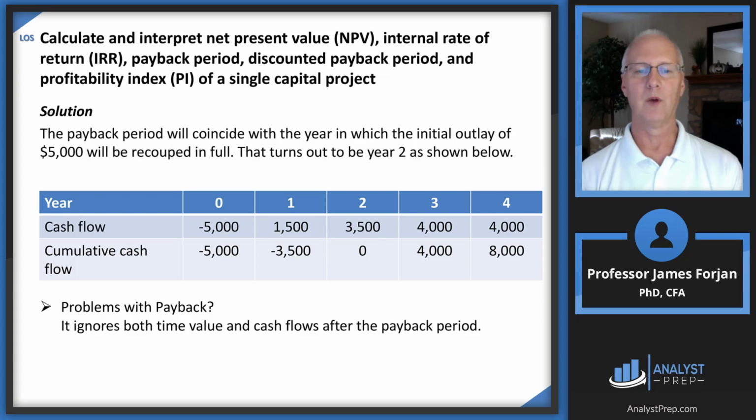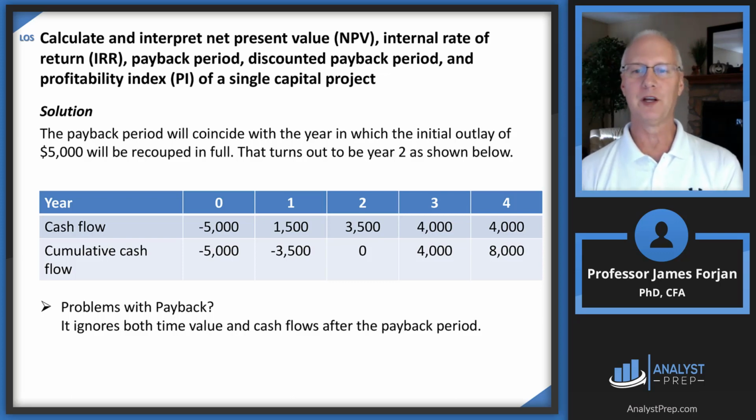Problems with payback, once again, ignores time value of money. And there's really no great decision rule about payback. Like, do you want to accept a project that has a payback of less than 2 years or 5 years or 8 years? I mean, how do you really come up with that number?